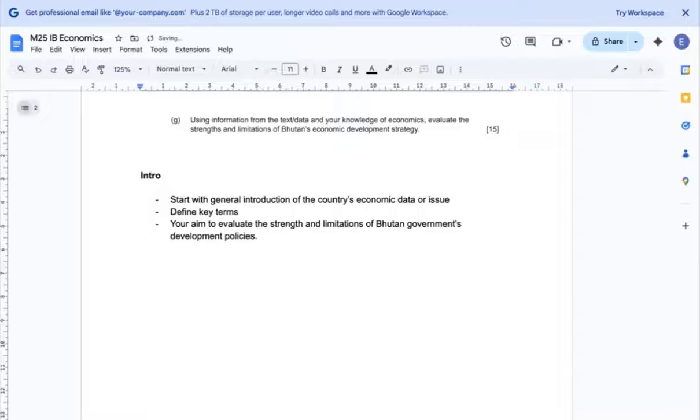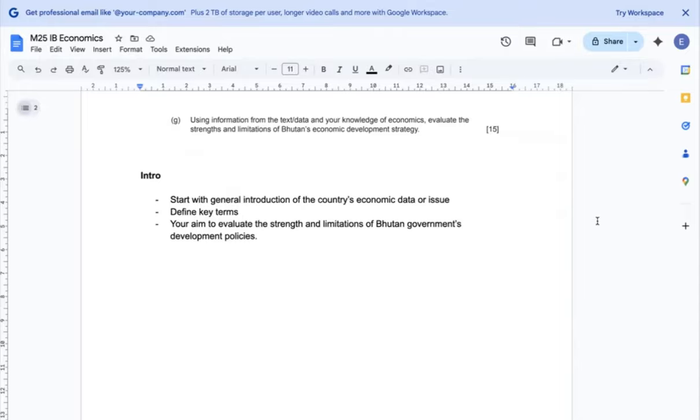As I said earlier, you can smoothly start the essay by putting some general introduction of the country's economic data or issue, and you can define a few key terms, such as, for this case, I reckon economic development. And lastly, you can identify your aim to evaluate the strengths and limitations of Bhutan government's development policies.